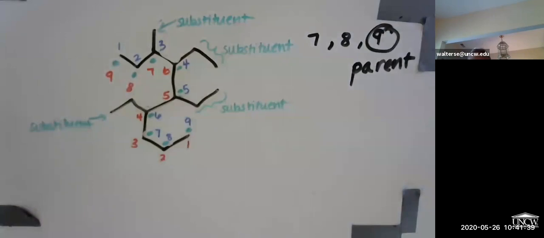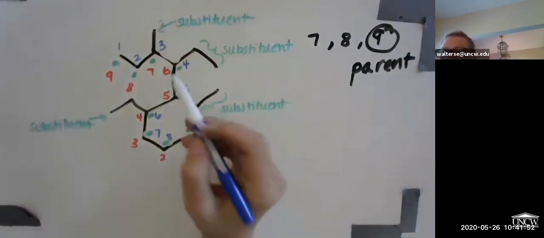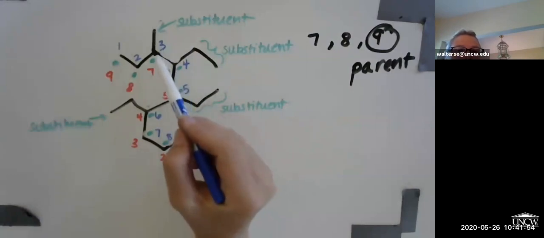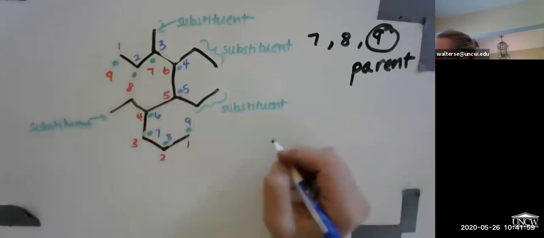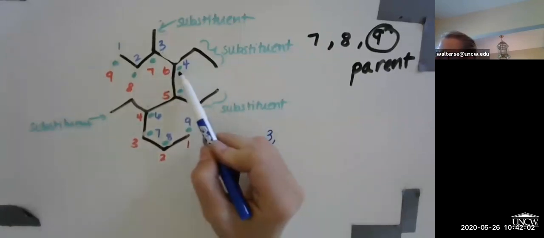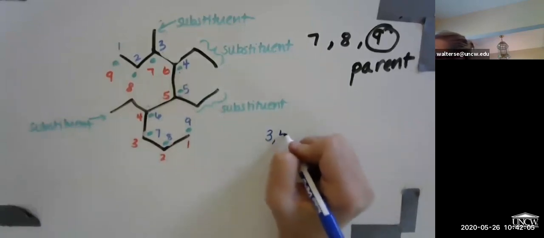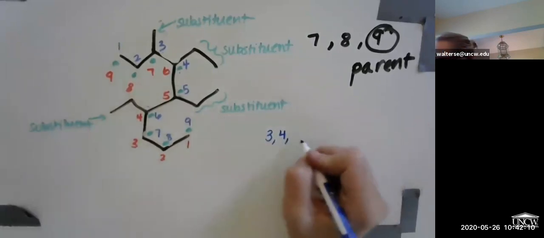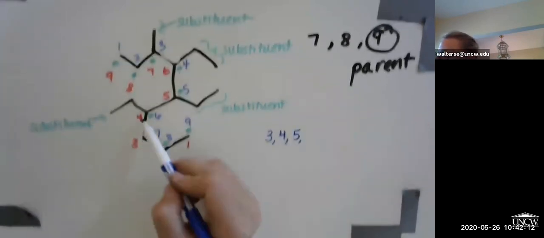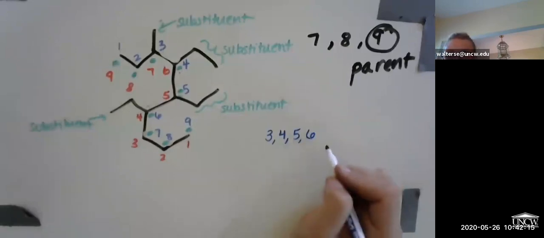So now we have two pathways of numbers. We have a red pathway and a blue pathway. If we start with the blue pathway, we have to write down the carbon numbers where we have a substituent. So we have a substituent at carbon 3, a substituent at carbon 4, a substituent at carbon 5, and a substituent at carbon 6.